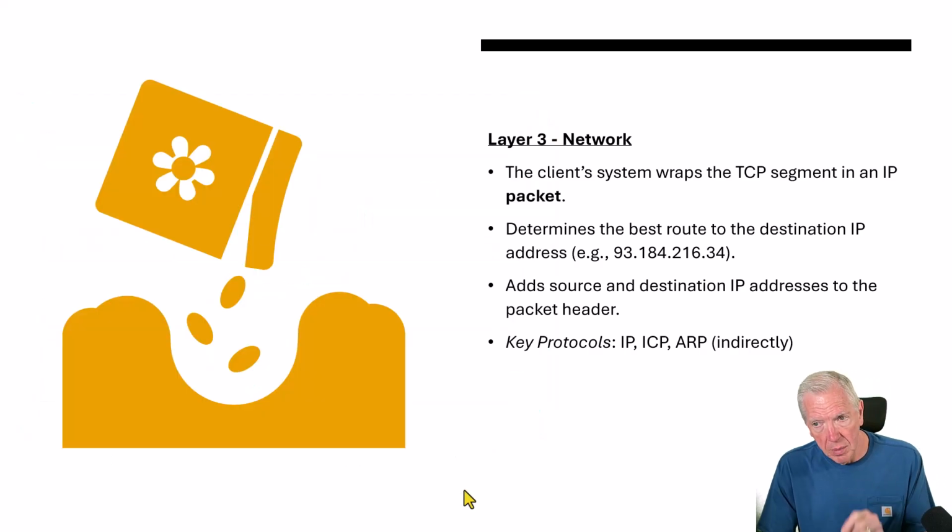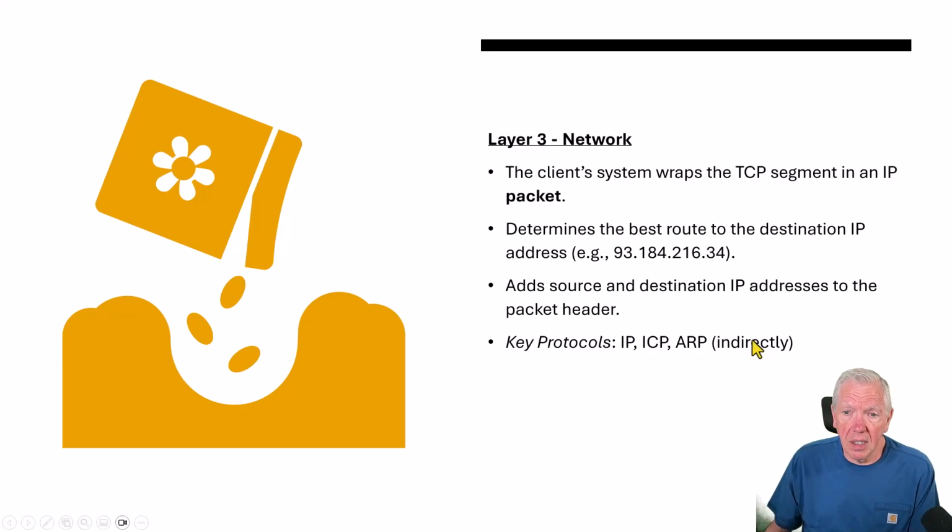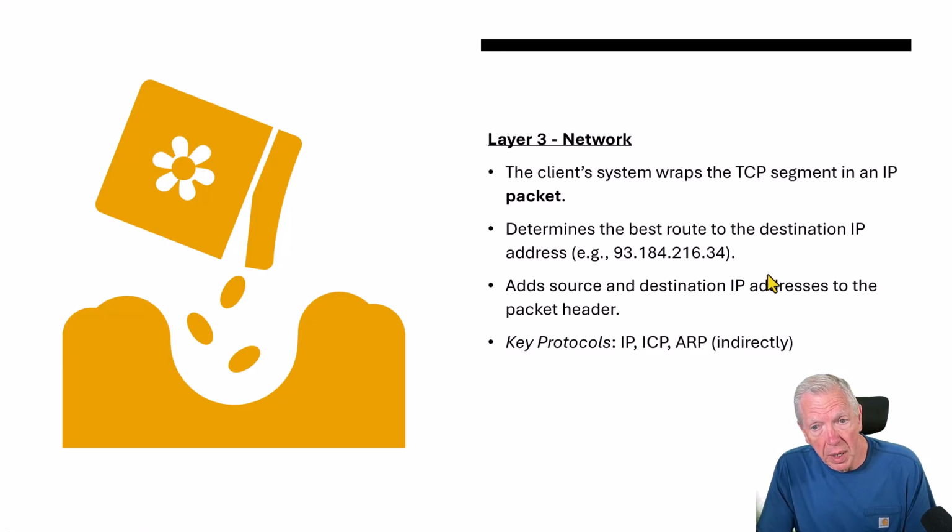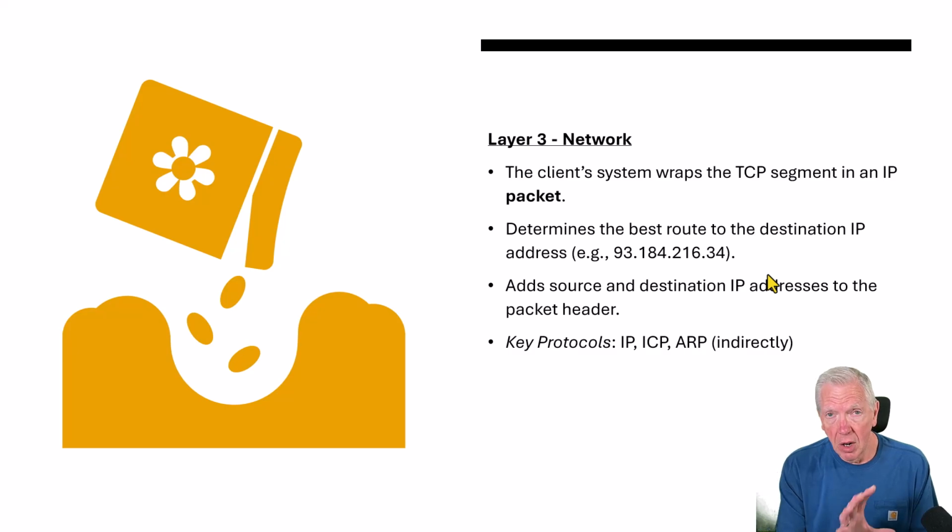Now, you determine the best route to the destination IP address. At layer 3, we are talking about IP addresses, so you need to remember that. Commit that to memory. Layer 3, IP addresses, whether it's a version 4 address, in this case, this is a version 4 address, 93.184.216.34. That is a legitimate address. I don't know who it belongs to, but it can be out on the internet. There are sets of IP addresses that are not allowed on the internet. And then it adds a source and a destination IP address to the packet header.